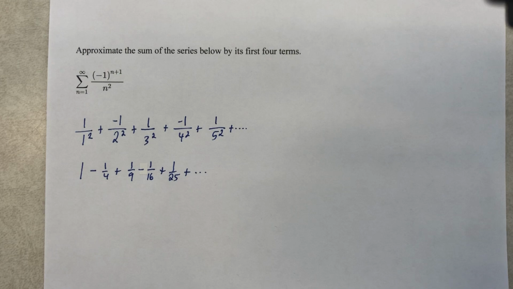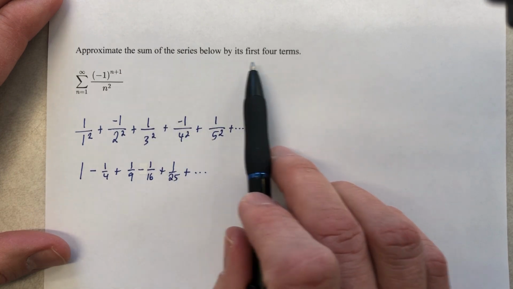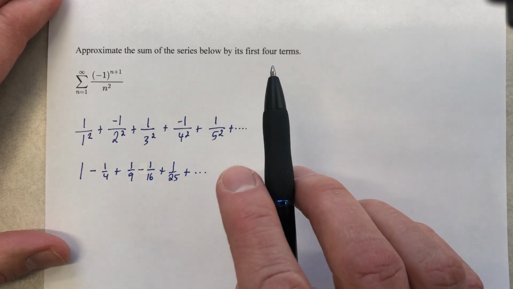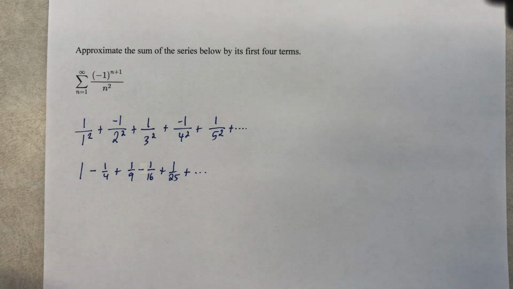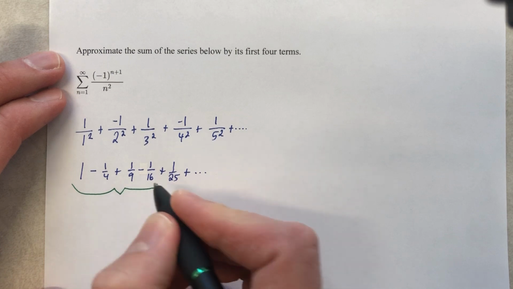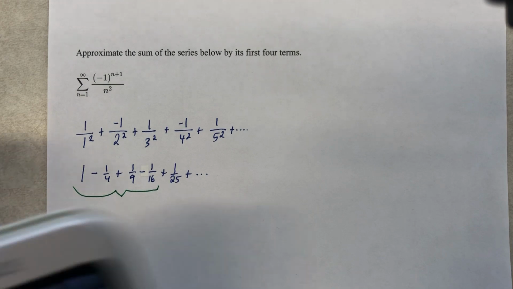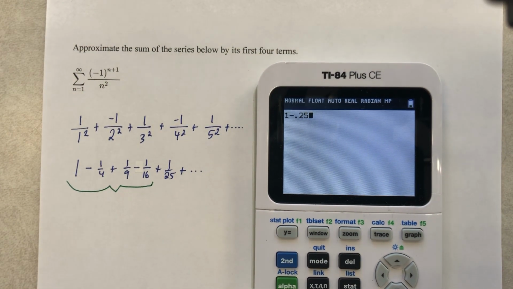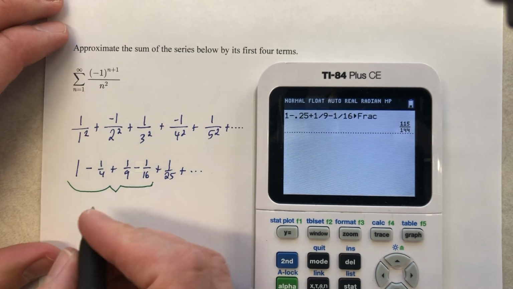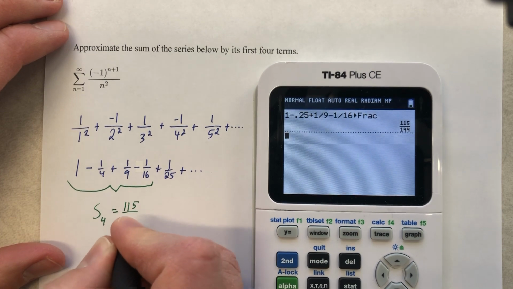In this particular problem, we're going to approximate the sum of the series with its first 4 terms. So the n value is going to be the first 4 terms. Let's add those 4 terms together, and I'll grab a calculator to do this quickly. 1 minus 1/4 plus 1/9 minus 1/16, and let's fraction this. There we go, 115 over 144. So the sum of the first 4 terms is 115 over 144.